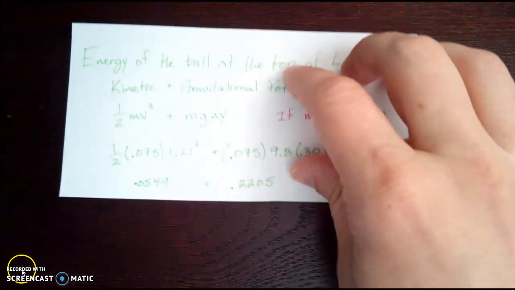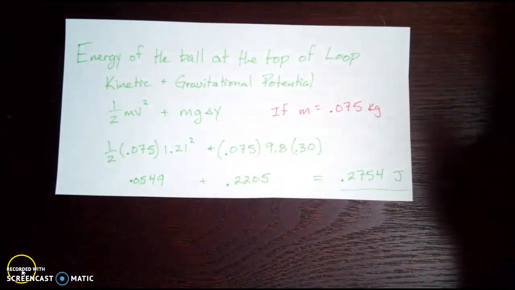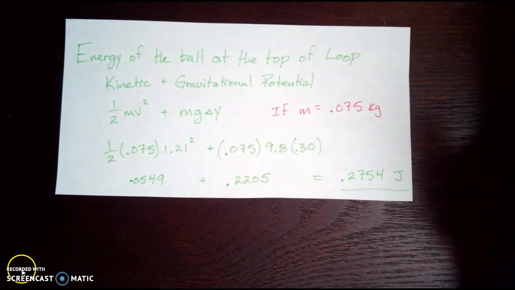So let's start with the energy of the ball at the top of the loop. So when it's at the top of the loop, we know it's moving because it has a velocity, so that's kinetic energy. And it's up high, it's above the lowest point, so it's going to have gravitational potential energy. So we can pick those equations, and if we know the mass of the ball, which I'll give you right there is 0.075 kilograms, then we can plug in all of our numbers.